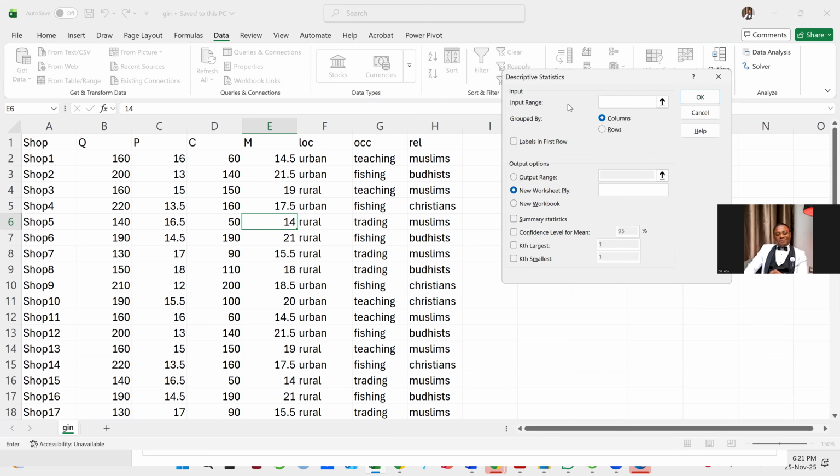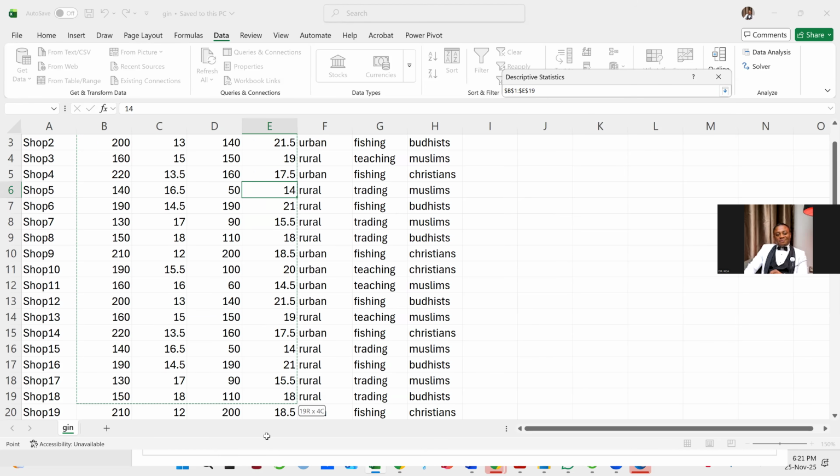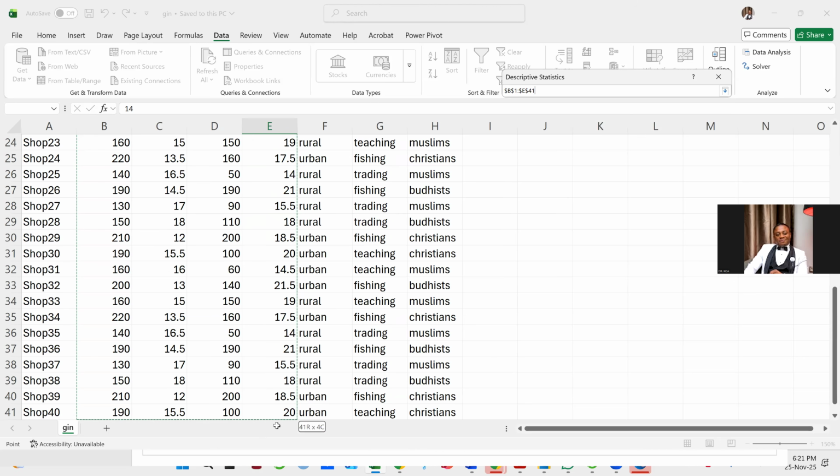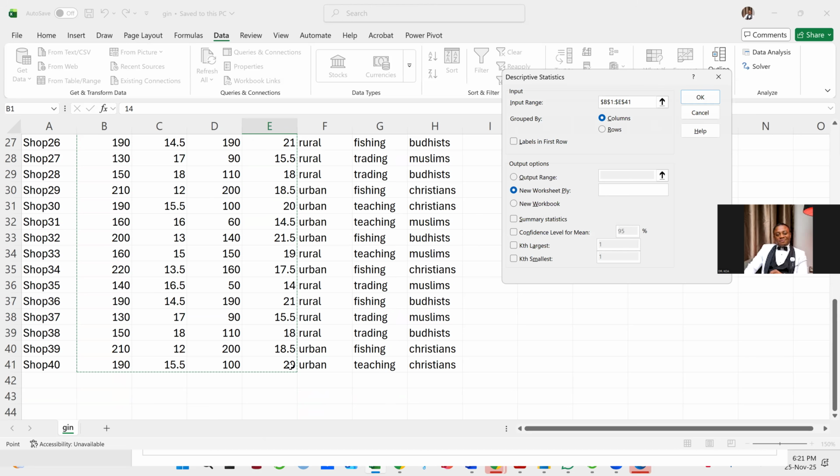And then input the range. That is all the numerical variables. So click on the Q, drag it all the way to M, drag it all the way down to the end. If your data is many, you can use shift arrow down. Once you've done that, tick labels and tick new worksheet.